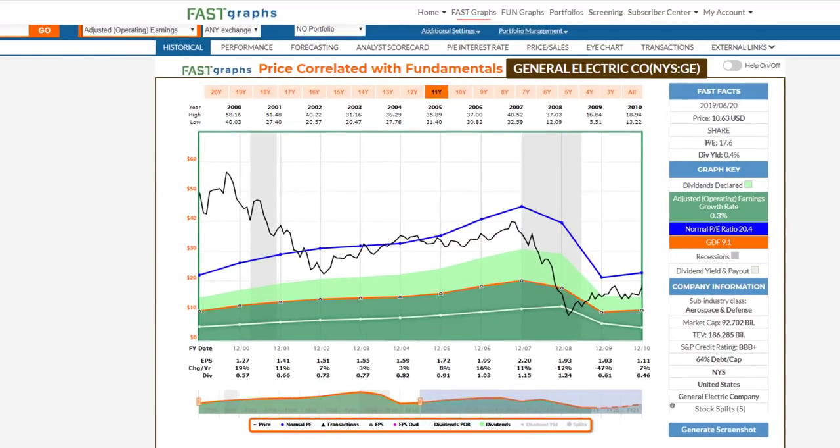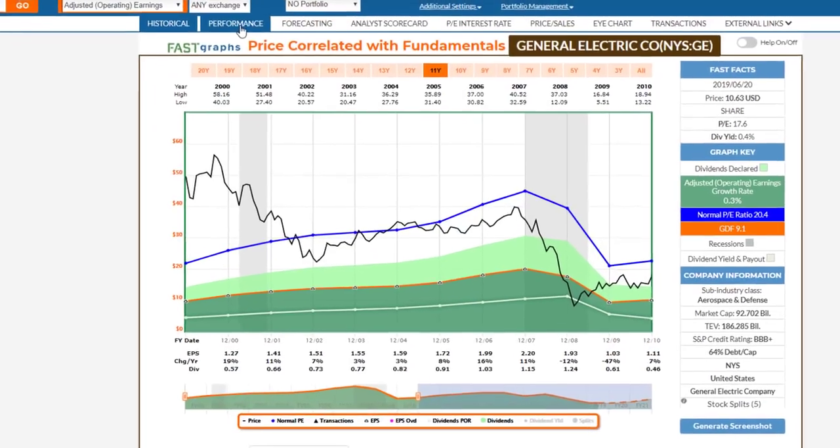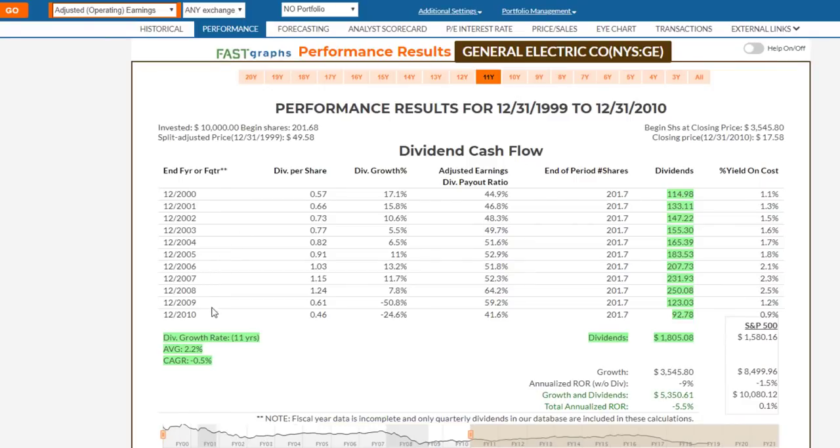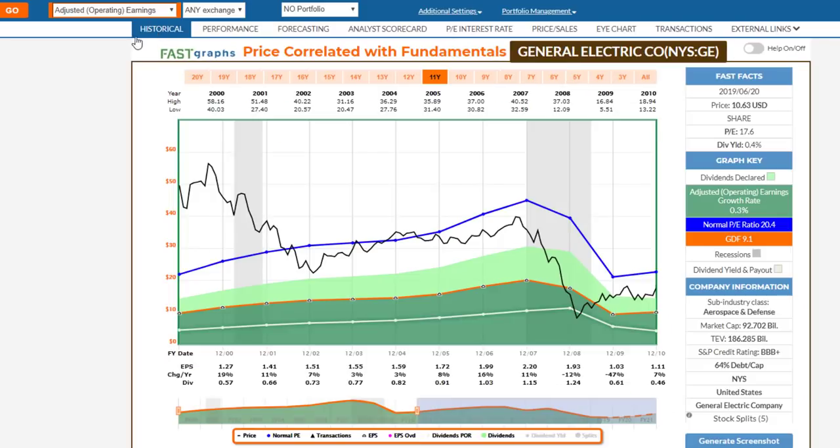But General Electric was trading at a very high valuation. We're using a PE ratio here of 9.1, and the blue line is a PE ratio of 20 during this time frame utilizing the Graham-Dodd formula. But you can see that earnings fell dramatically. Then in 2009 they actually cut their dividend. They cut it virtually in half, and you can see that here. The dividend went from $1.24 to 61 cents. That was a 50.8% cut in the dividend. Now that's another warning that there were problems.